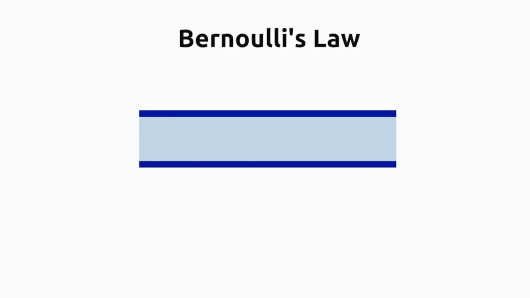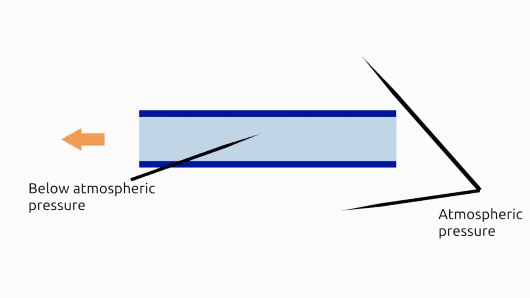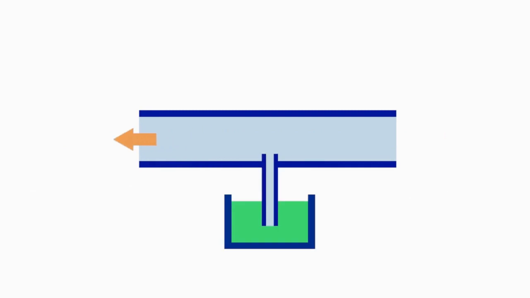When air flows, the air pressure is lower than the atmospheric pressure. This is called the Bernoulli principle. This principle states that the faster the air flow, the lower the air pressure. Due to this pressure drop, fuel is able to be sucked into the air stream.